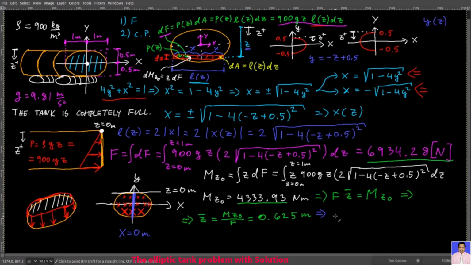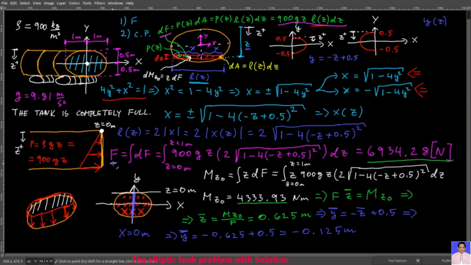However, since y equals minus z plus 0.5, then instead of z, I will have z bar here. And so that means that y equals minus 0.625 plus 0.5, and it's minus 0.125 meters. And so if I have z bar here, then actually this one is my y bar, and also this one is my y bar. And there you go, you know your center of pressure.